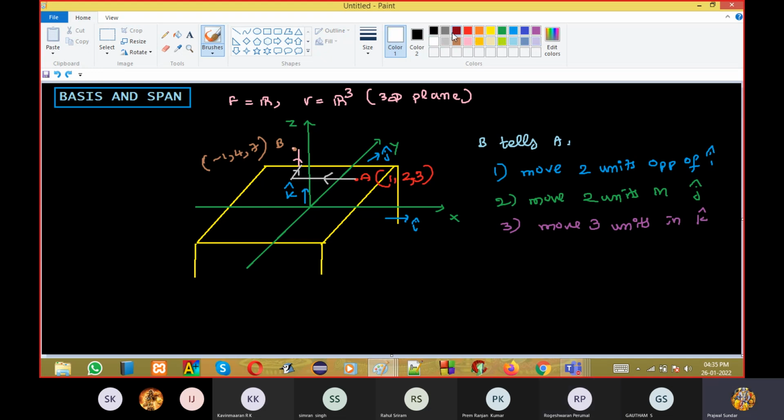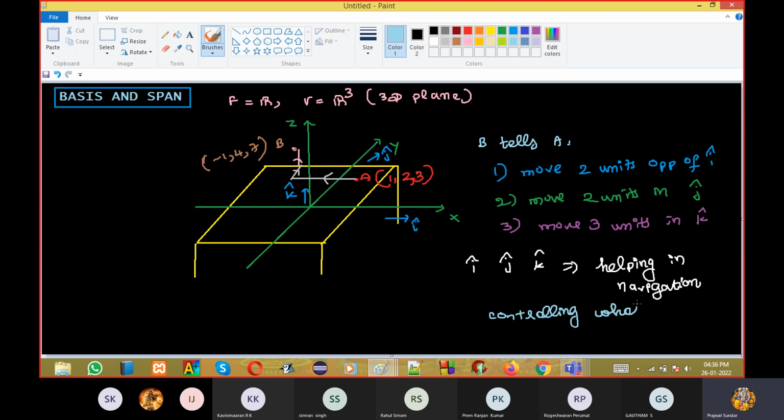Look at this carefully. Now, listen carefully. These three vectors i, j, k, what are they doing? They are helping in navigation, right? And they are controlling the whole 3D space. These two points, try to note: they are helping in navigation, and they are controlling the whole 3D space.